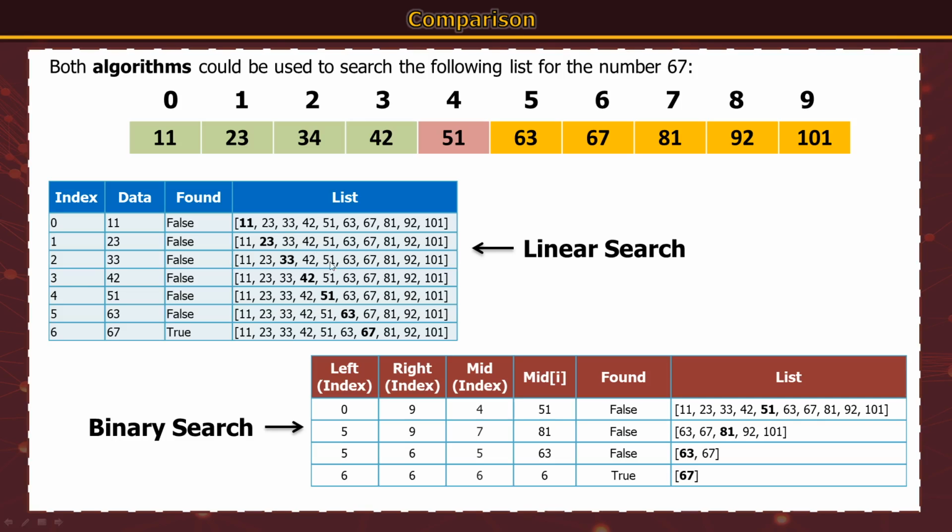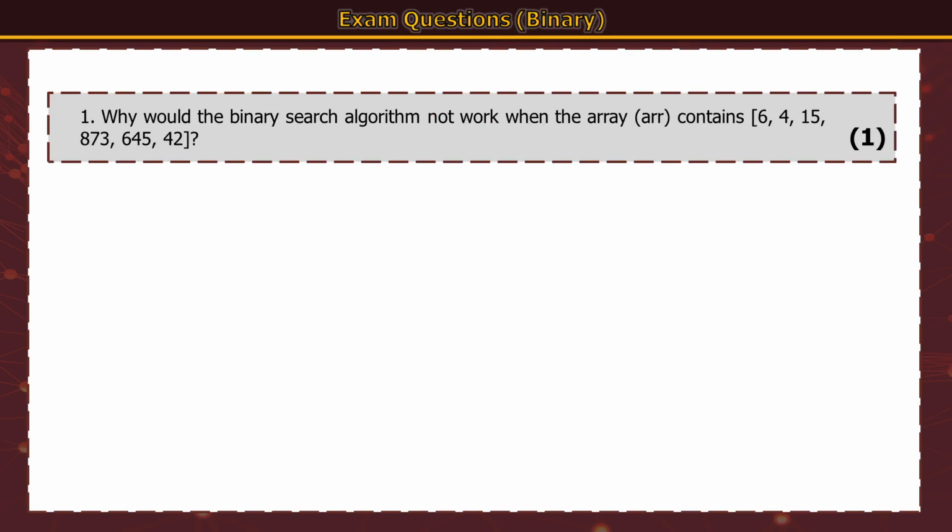If we take a look at this again, here, this one took 7, this one took 4 checks. The larger the list, the larger this gap would get. This is why the binary search is more efficient. What I've done now is I've taken some exam questions. What I would like to do is run through these with you and show you how to maximise your marks.